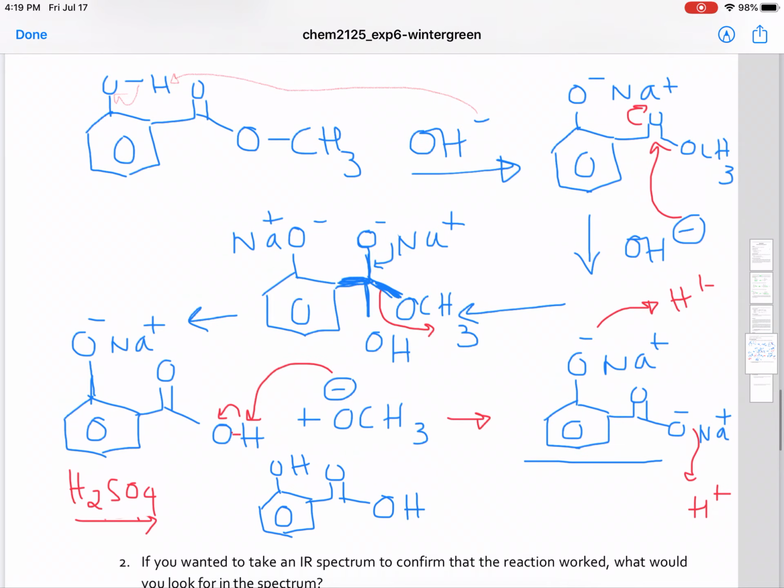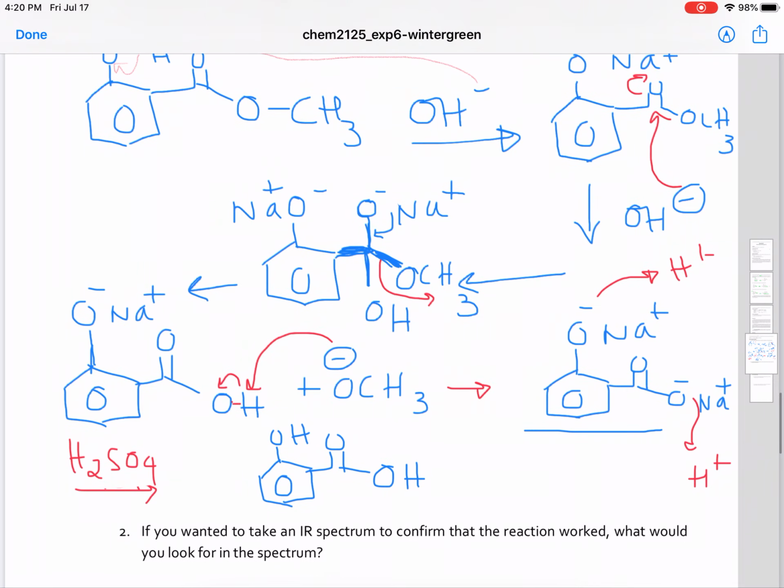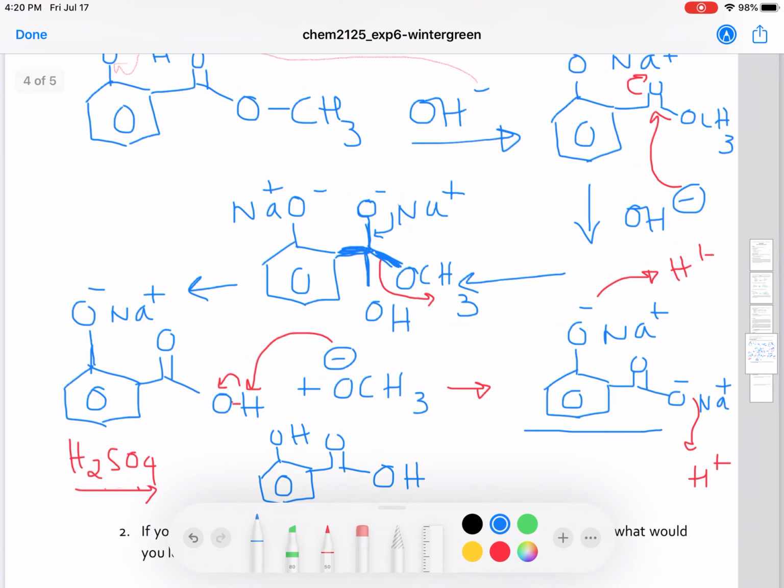Okay, one thing that you would see maybe in the IR spectrum, the carbonyl frequency. The carbonyl frequency between the two, carboxylic acid and esters, is not going to be that much different, but there would be a slight difference between the two carbonyl groups, so this is one and this is one.